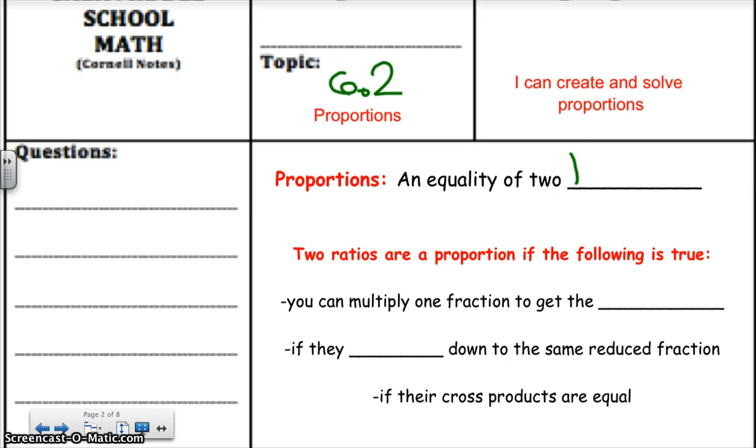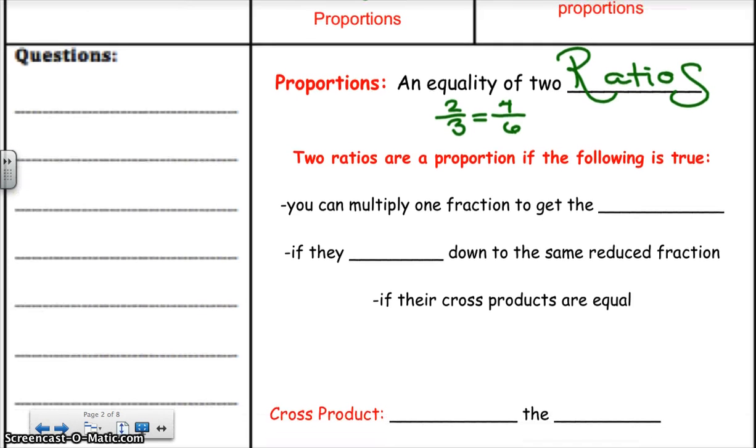Proportion is an equality of two ratios. It also just means two equal fractions is what it looks like. You have something like this: 2/3 is equal to 4/6. Okay? It's just two equal fractions.